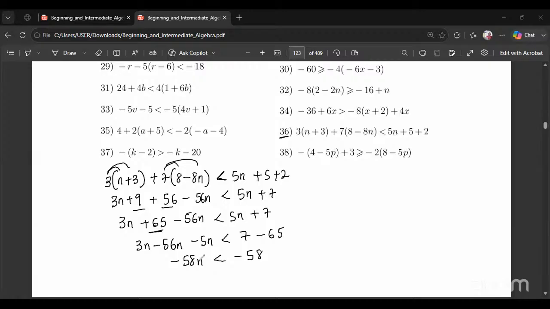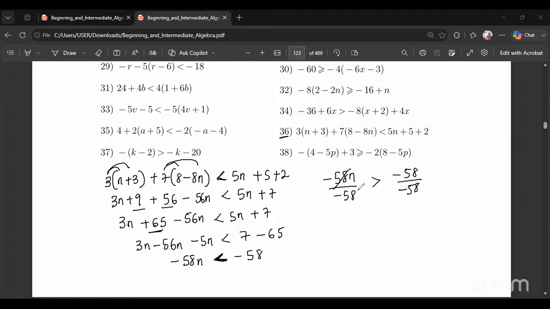Remember, when you divide both sides by a negative number, the inequality has to flip. I think we discussed the principles of why the inequality has to flip in the live stream yesterday. So when I divide both sides by negative 58, I'm going to have the inequality flipped. So I have negative 58 here, and that less than will turn over to greater than. And we have negative 58 over negative 58.